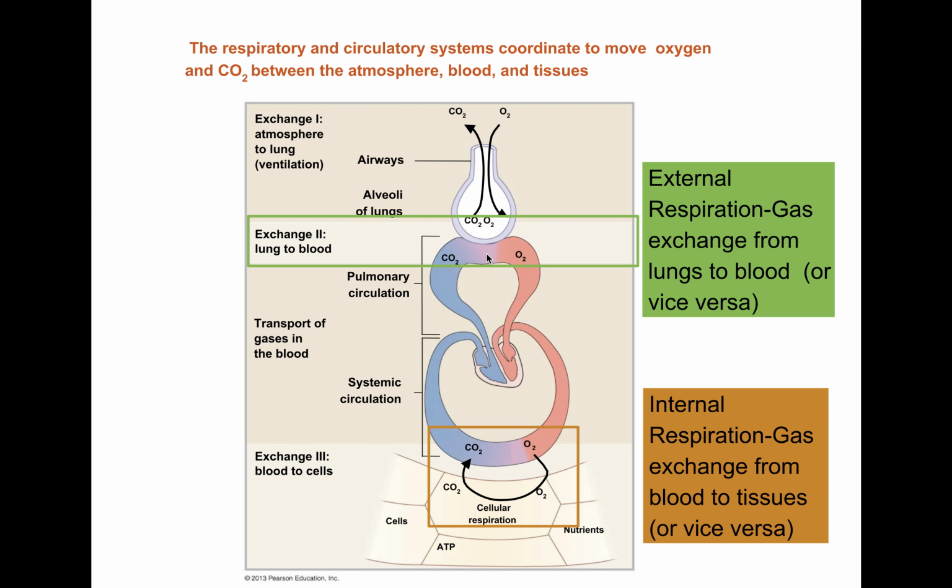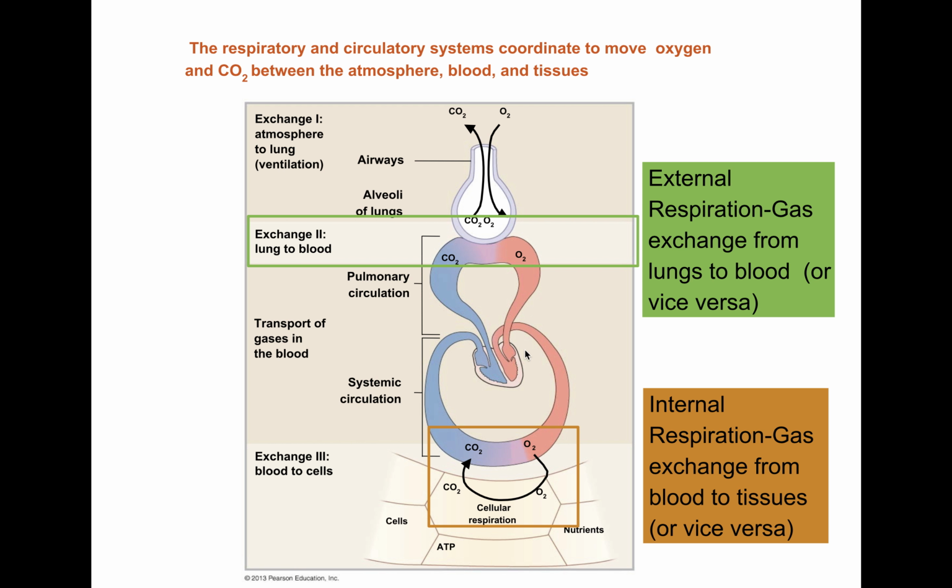First, we have to exchange gases across this surface from the lungs to the blood, or vice versa. And this is what's known as external respiration, where we're exchanging gas from the lungs to the blood or the other way around. And it's known as external because we're still dealing with the external environment. This oxygen that's coming into the lungs is still oxygen from the atmosphere, from the outside world.